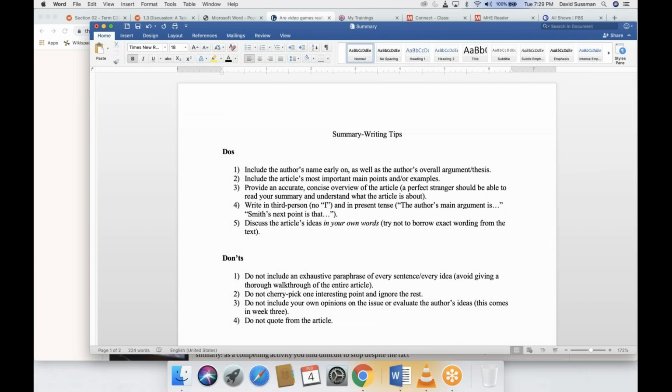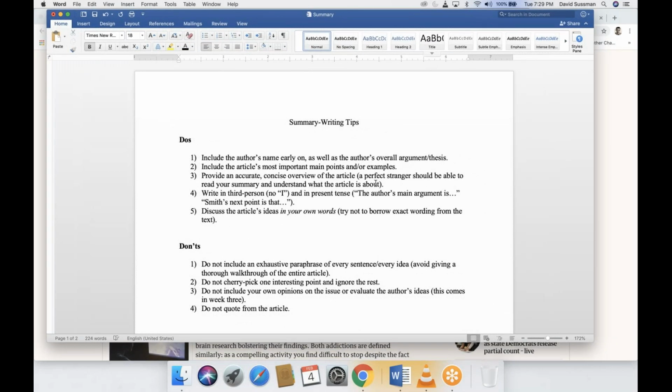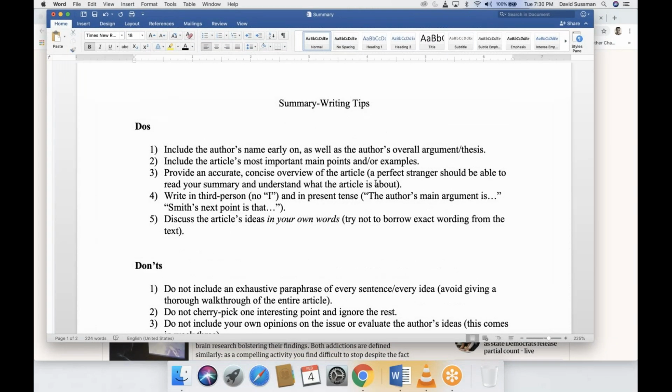Okay, so here's some summary writing tips. You can take a screenshot, you can take notes, you can come back to the recording of this and simply pause here. But here's some do's and don'ts, okay? So again, I think most people know what a summary is, but it's basically a shorter version of the article itself, written in your own words. That's super important. Written in your own words that communicates what the article is essentially about to another person.